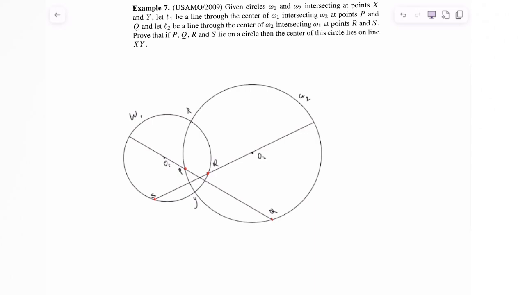So they're saying that prove that if they are concyclic, then the center of the circle lies on the line XY. So if this, I didn't draw this nicely, to be honest. I think I messed it up, because no way this is cyclic. Let me just try. Maybe I should redraw this. Okay, yeah. Drawing is important.